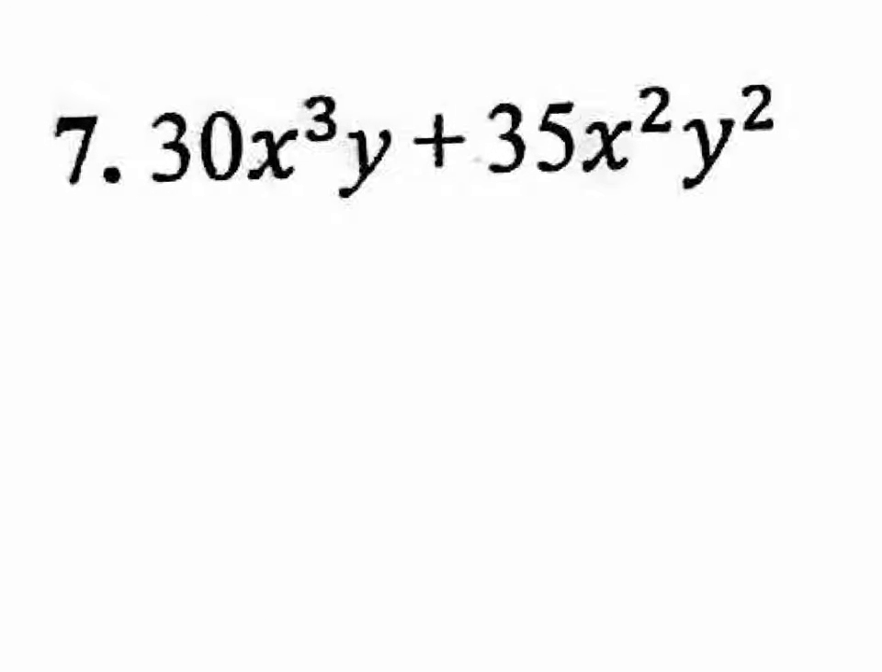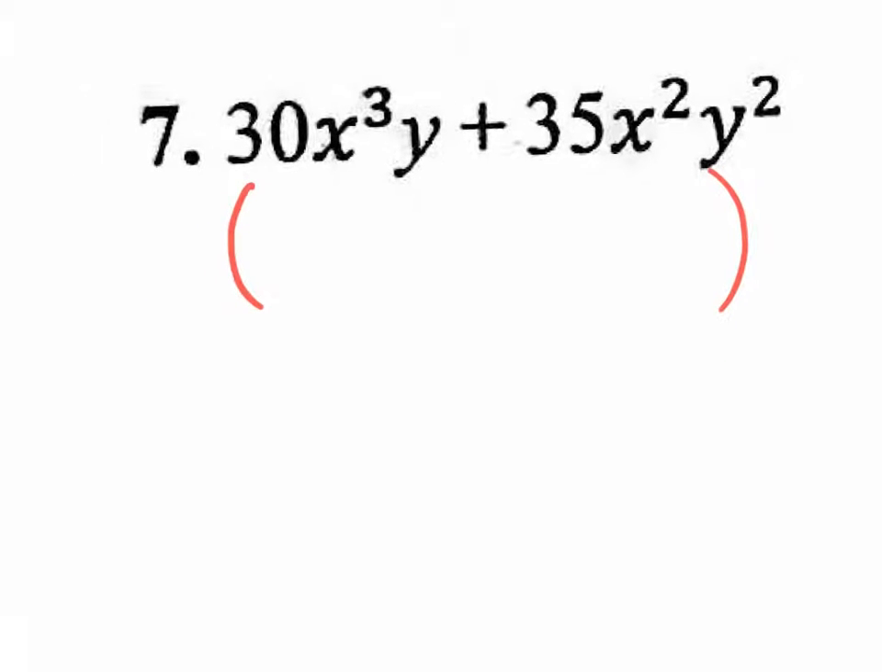The number 30 and the number 35, what's in common there? 5. You know what, let me start with the parentheses like always. So we are going to pull out a 5, but is there any letters or variables that are in common? Yes, there's x's and there's y's. What is the maximum amount of x's I could pull out from both of them at the same time?